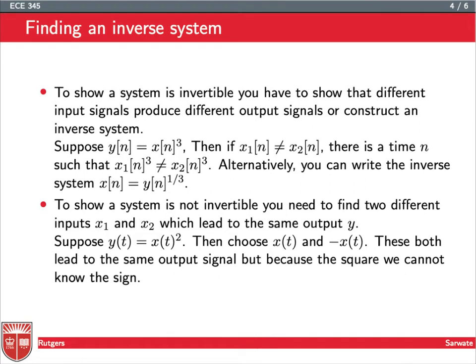So to show a system is invertible, you have to show that different input signals produce different output signals, which is saying that the original system is 1-to-1. Or you have to construct an inverse system.